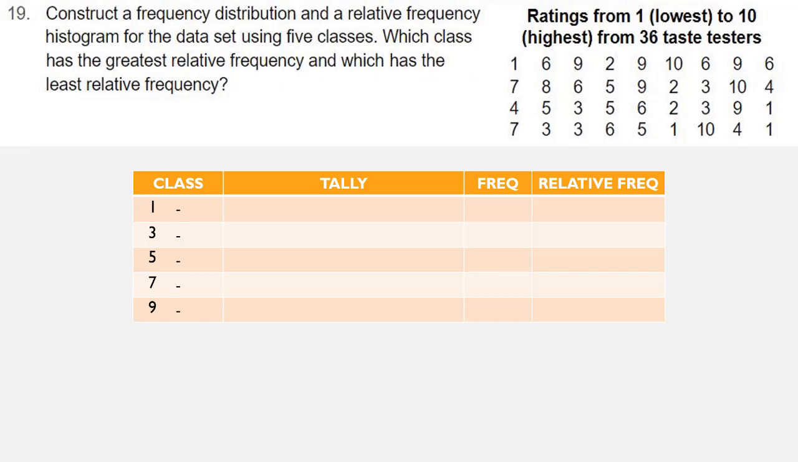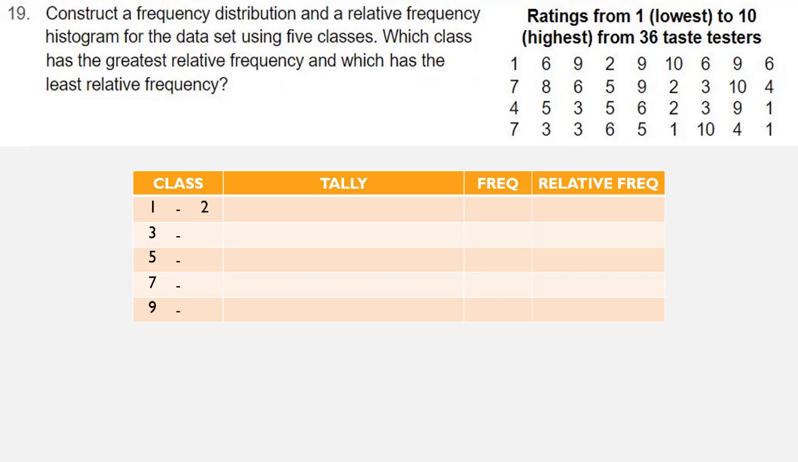Where do the classes end? Well, the upper class limits are always 1 less than the next lower class limit. So our first upper class limit is 1 less than our second lower class limit. The second lower class limit is 3. 1 less than 3 is 2.